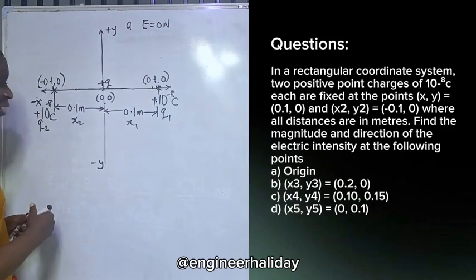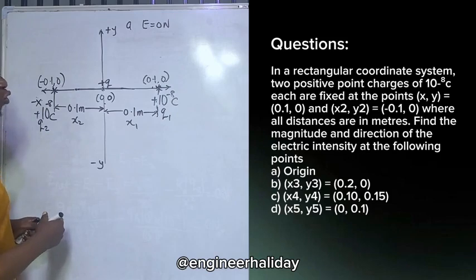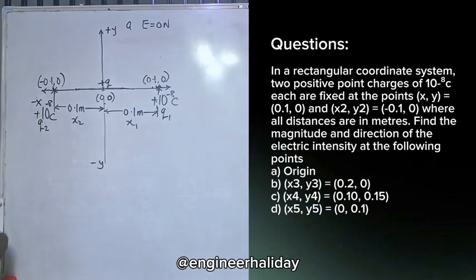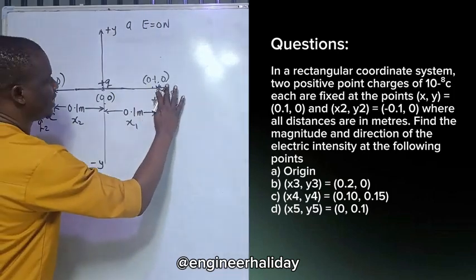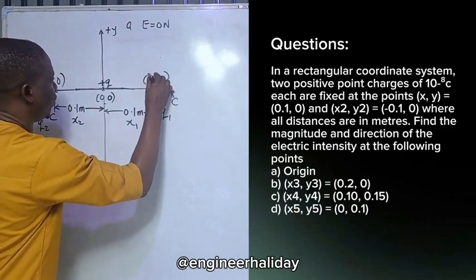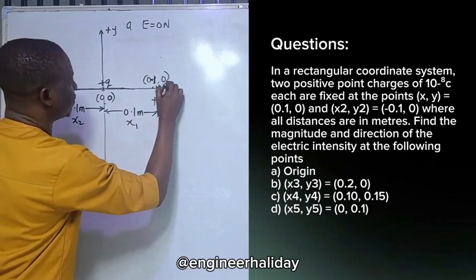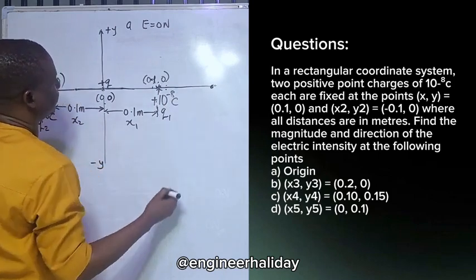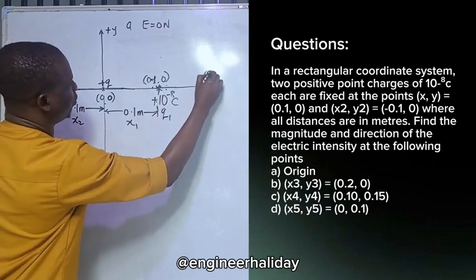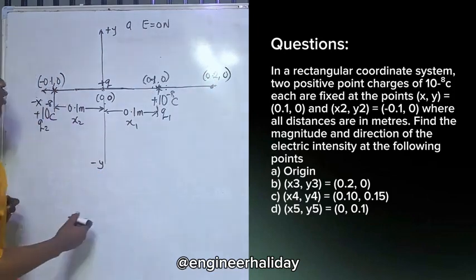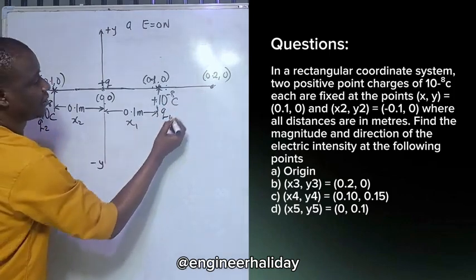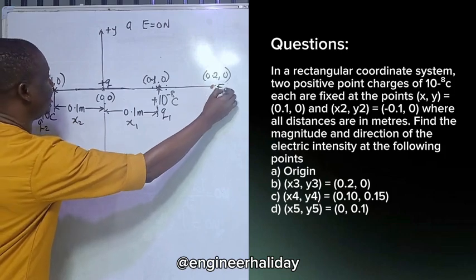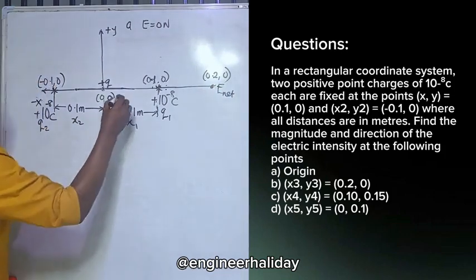Number 2, part C. We want to find the electric field at 0.2, 0. Where is 0.2? Let's move to 0.2, 0. We want to find the electric field at that point. 0.2, 0 is positive 0.2, so it will be somewhere here. We want to calculate the net electric field at this point.